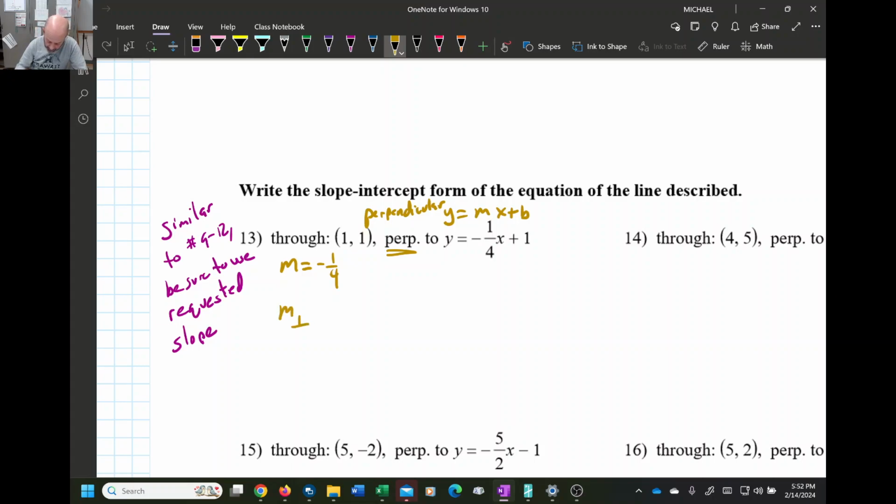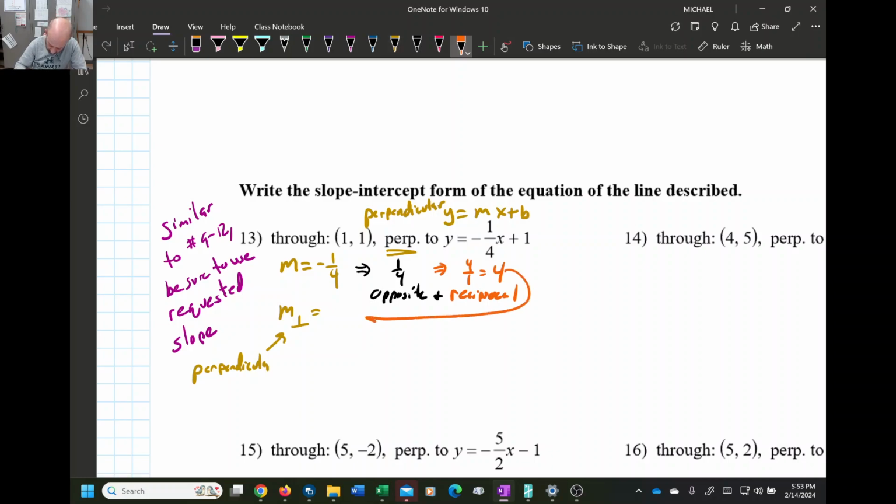Now remember, m perpendicular. That's my symbol for perpendicular. So I put it with the m, that's the perpendicular slope, or the slope that's perpendicular. And remember, slopes are opposite and reciprocal. Change the sign and flip it over. So if I want to get my opposite here, let's go to orange for that. Opposite is going to go to 1/4, and then the reciprocal is going to go to 4/1, which is just 4. So my perpendicular slope, that just comes over here, that's just going to be 4.